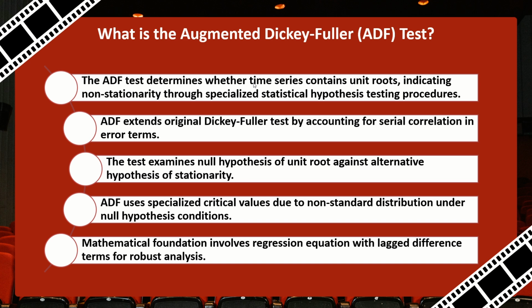In this slide, we will see what the ADF test is. The ADF test determines whether a time series contains unit roots, indicating non-stationarity, through specialized statistical hypothesis testing procedures. This process extends the original Dickey-Fuller test by accounting for serial correlation in error terms, making it more robust. This test examines the null hypothesis of unit root presence against the alternative hypothesis of stationarity using specialized critical values due to non-standard distribution conditions and mathematical regression equations with lagged difference terms.